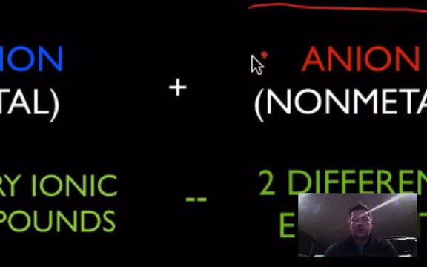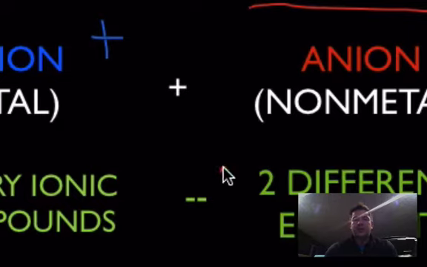When we are naming ionic compounds, we're always going to combine a cation, the metal, with a nonmetal, which is known as an anion. You're going to hear me refer to these two terms, the cation and the anion. The cation is going to have a positive charge, and the anion we're going to see a negative charge.